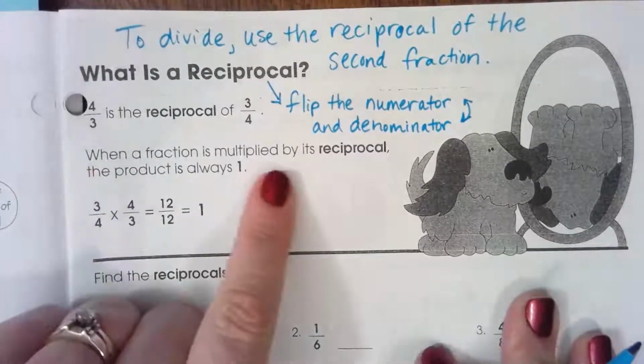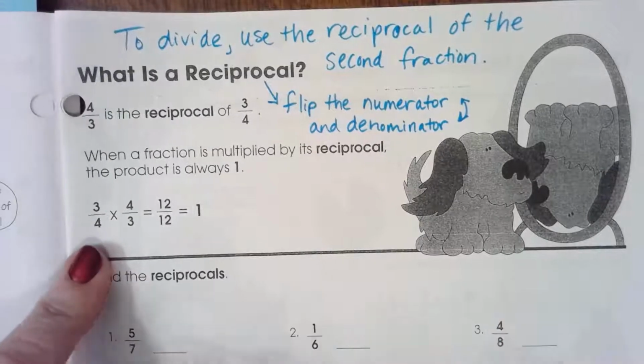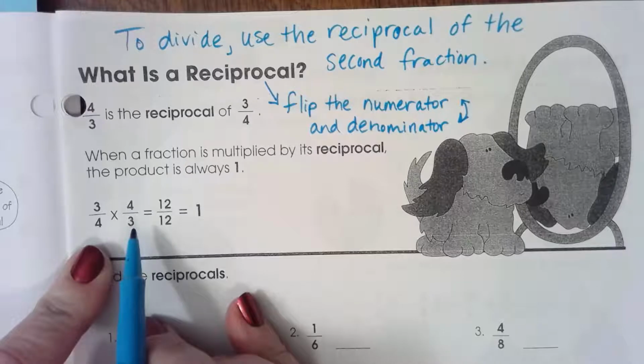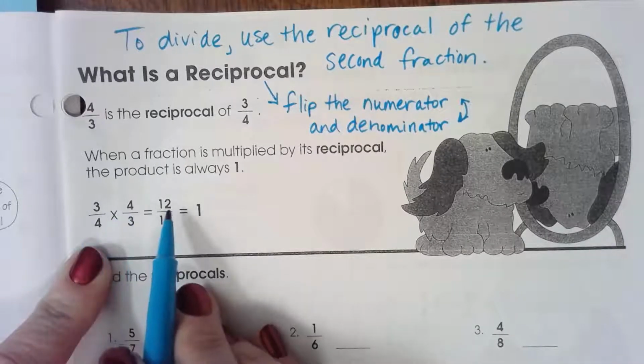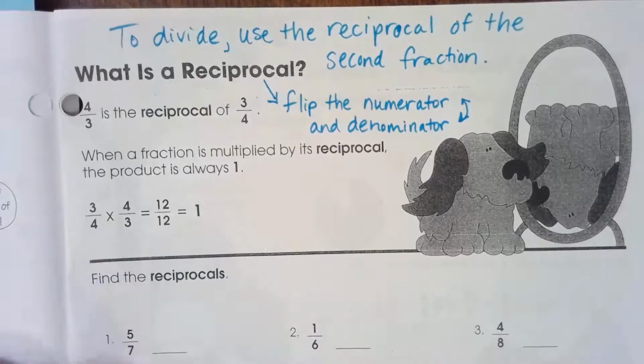And when a fraction is multiplied by its reciprocal, the product is always 1. So if we have 3/4 times its reciprocal, we flip the numerator and denominator to 4/3. 3 times 4 is 12. 4 times 3 is 12, which is equal to 1 whole. Okay, so let's find a couple of reciprocals.